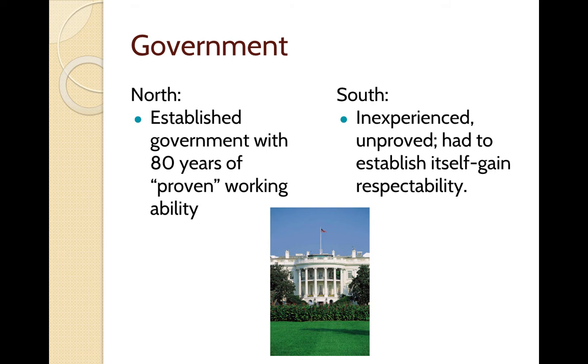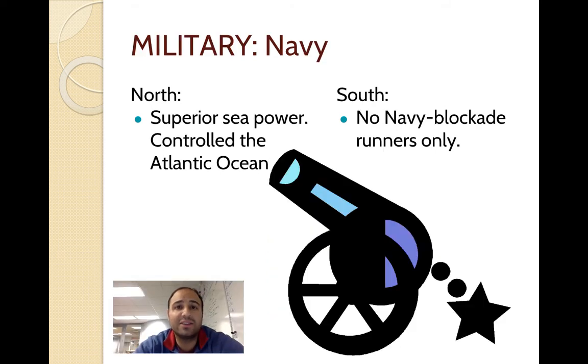With the military, and in particular with the Navy, the North was far superior, and they were able to control the Atlantic Sea. In the South, they really didn't have a Navy at all, and the only purpose of their ships was trying to break through the North's blockades to try and get supplies to and from the South.